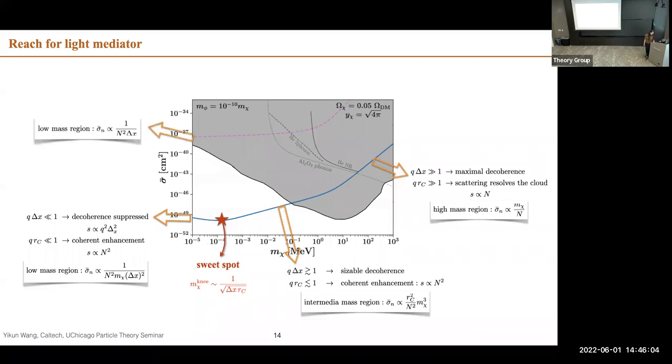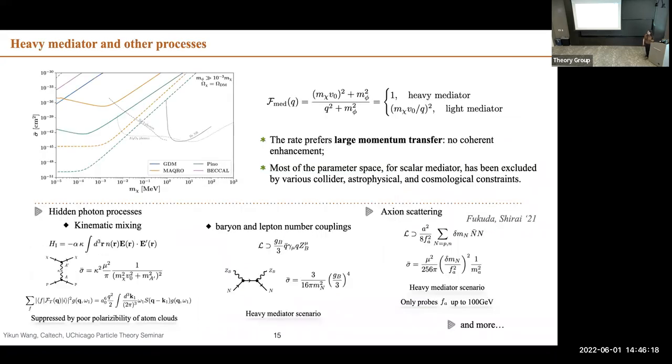So you can do similar analysis for the phase, and we just do this analysis, and it all agrees pretty well with what we actually got from numerical calculation. And the last, I hope this is the last slide, is a little bit about the heavy mediator, because for the heavy mediator, the rate prefers high momentum transfer, and there we don't have the coherence enhancement mostly. That's why the heavy mediator case is not optimal for us.